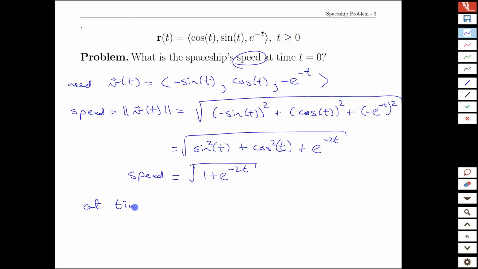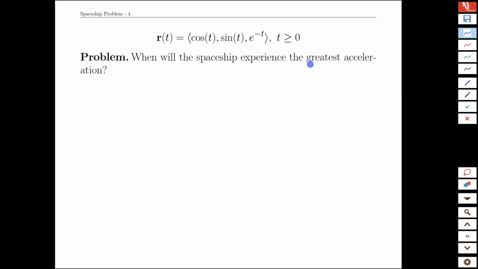At time t equals 0, we get a speed of square root of 1 plus e to the minus 2 times 0, e to the 0, square root of 1 plus 1, square root of 2 meters per second. So we now have the ability to go from a position vector valued function or parameterized space curve to velocities and speeds. We can also look further and go down to accelerations.